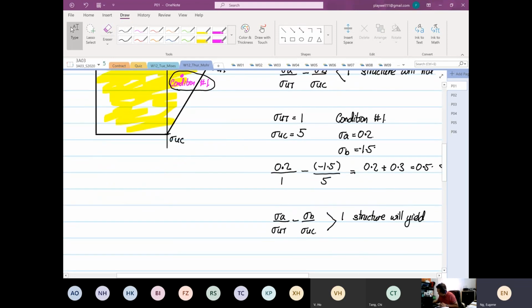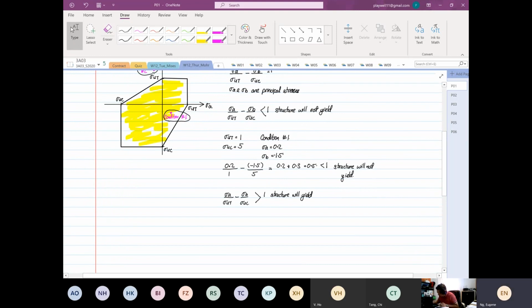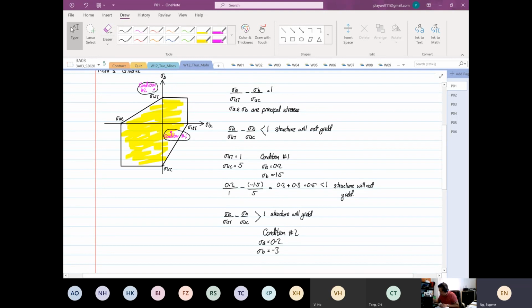All right, so I'm going to write down condition number 2. Where stress A is equal to 0.2, and then stress B is equal to -3, for example. Sorry, in fact, it's not over there. Condition number 2 is somewhere down here. I do apologize. So the A value is still the same. Now we are outside over here, and this is condition number 2. I do apologize.